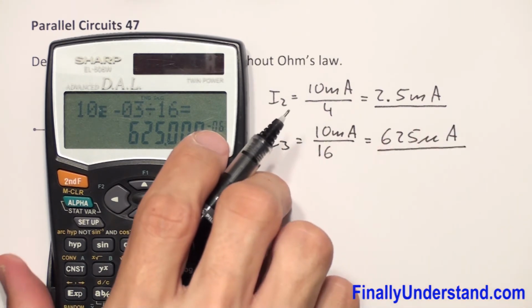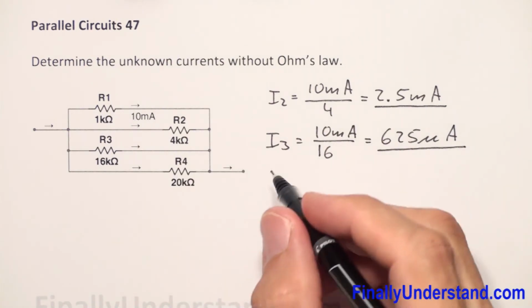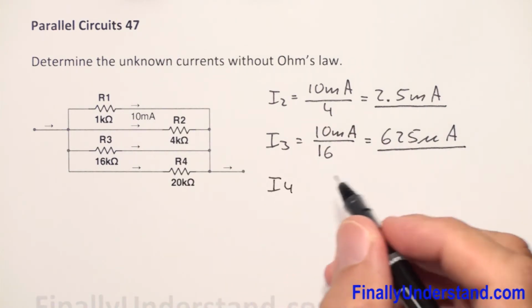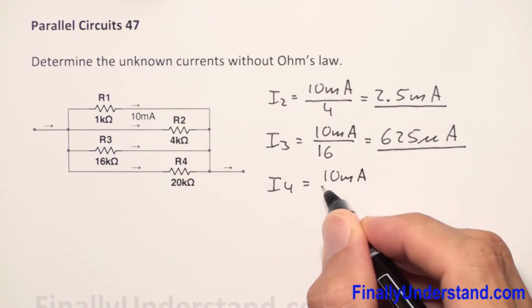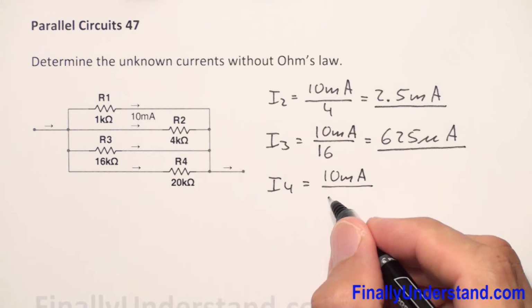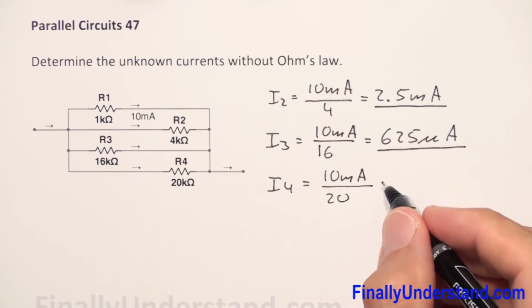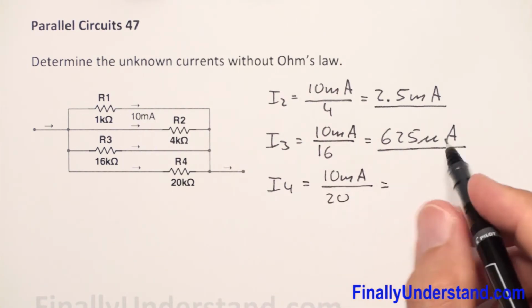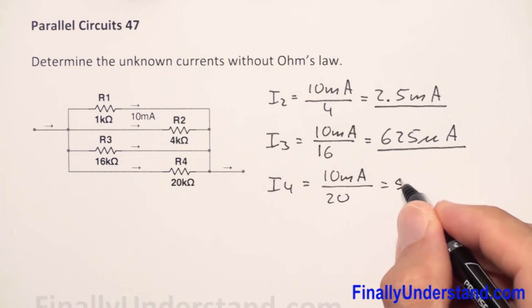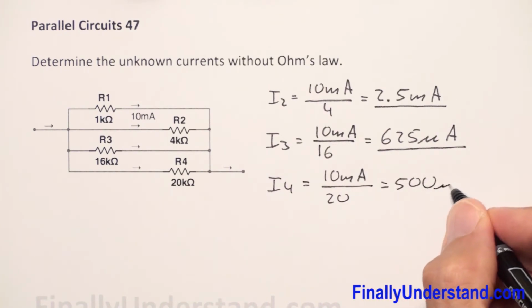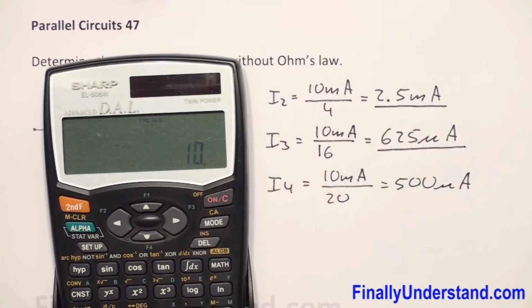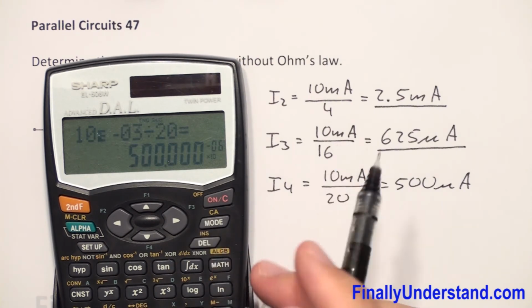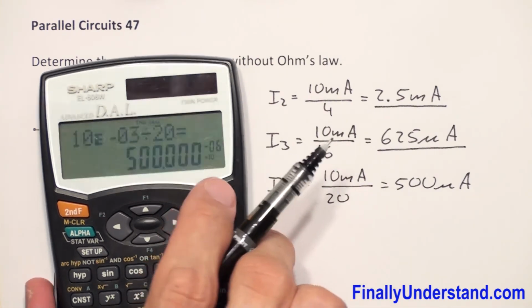Okay, and if you want to find I4, it is equal to 10 milliamps divided by what? By 20. Okay, this is very simple, this is 500 microamps, but let me show you how we do this on the calculator. We have 10 exponent negative 3 divided by 20, which is equal to 500 microamps.